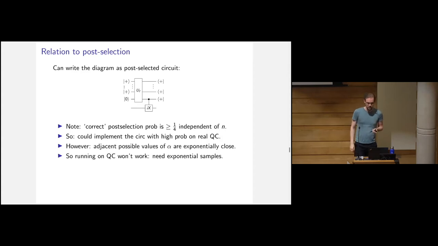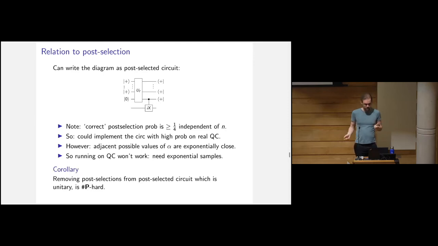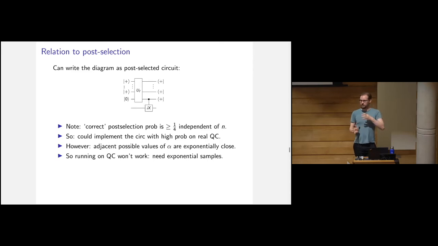So what's the catch? The adjacent values of alpha are exponentially close. So you would need to take an exponential number of samples in order to estimate your alpha. So running this on a quantum computer actually doesn't work, because you need exponential samples. What this actually says is that our result is not about post-selection and being able to deal with that. It's about getting a really precise description of a circuit out. And that's the reason we can extract this value alpha.